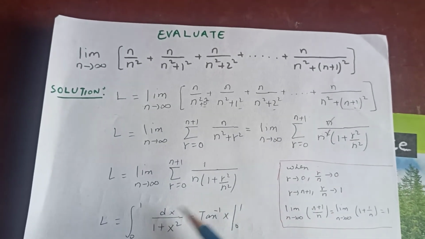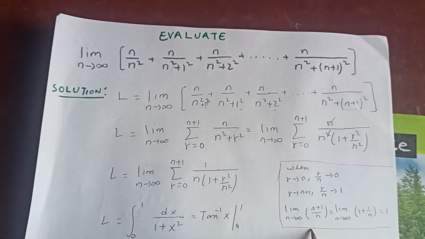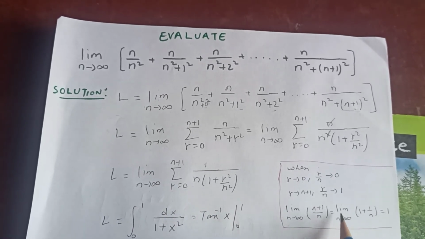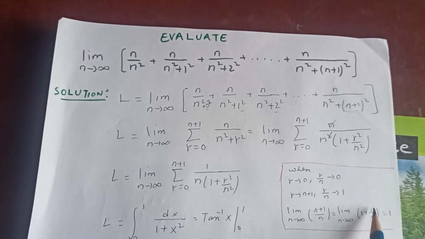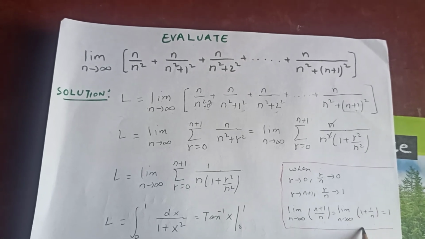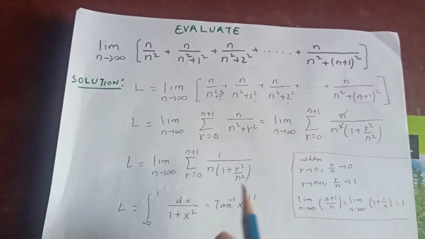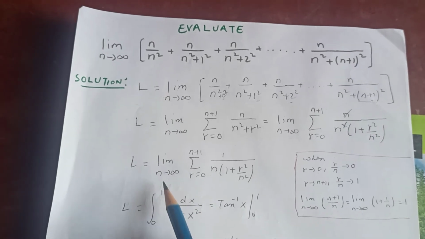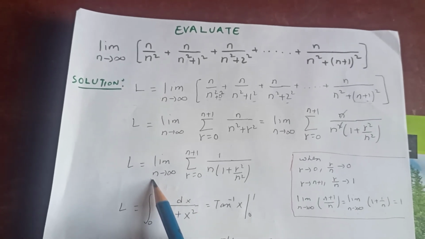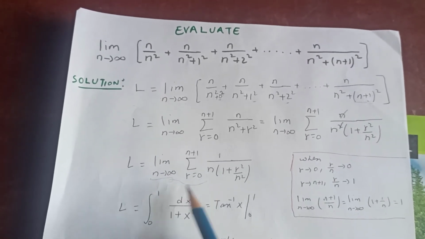The limit as n tends to infinity of (n plus 1) by n is the limit as n tends to infinity of 1 plus 1 over n. So this will be just 1. So this limit now changes. Now replace this limit and summation by this integral.